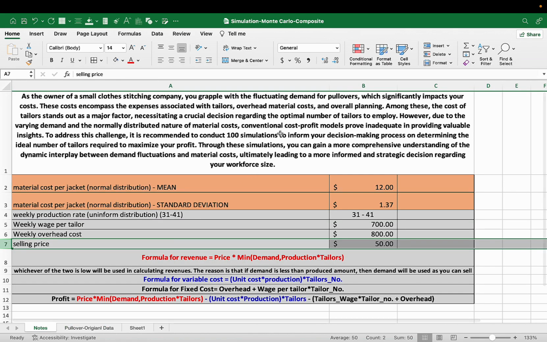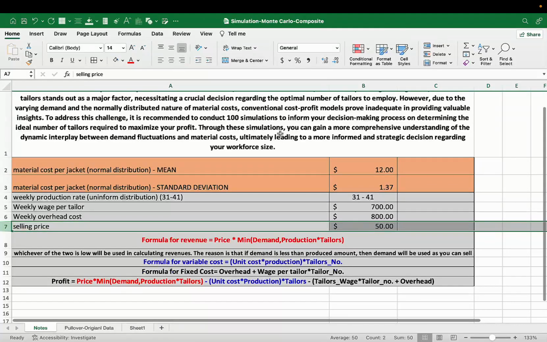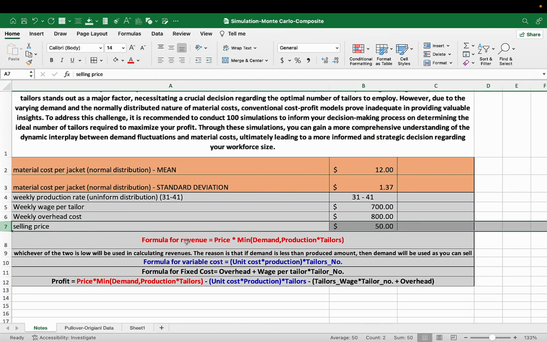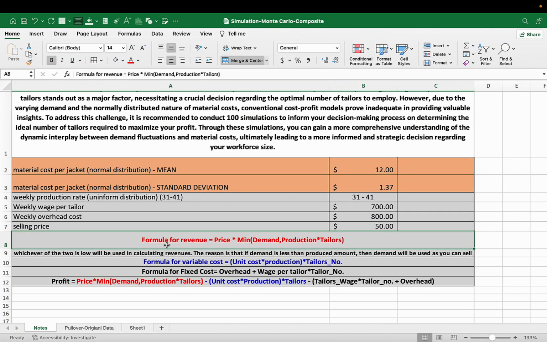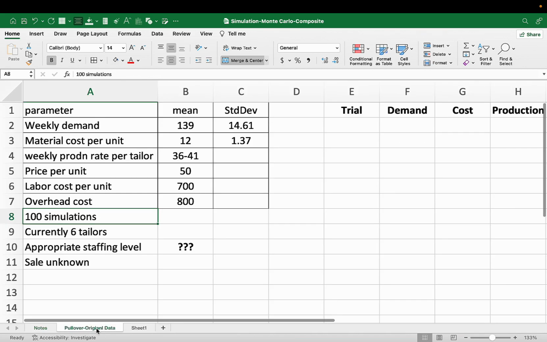So again, very quickly, these are the formulas that we use. Here's the formula for revenue, which is equal to price multiplied by the minimum of demand and production times number of tailors, and that will give you revenues. And then there's the formula for variable cost: unit cost multiplied by production, plus fixed cost, and then profit. So these are the formulas that we will be using here.